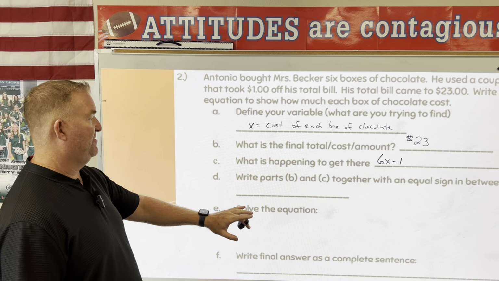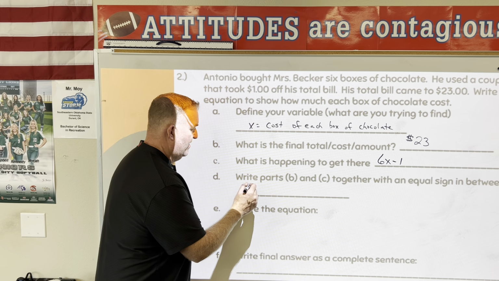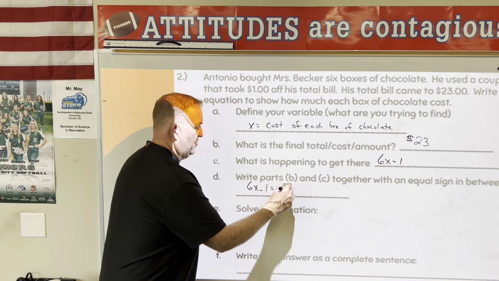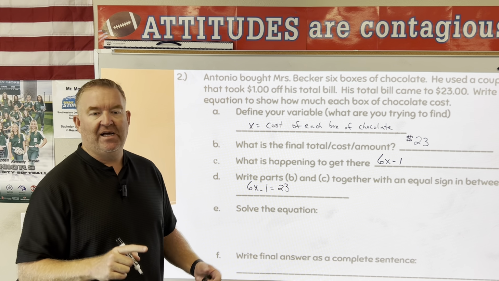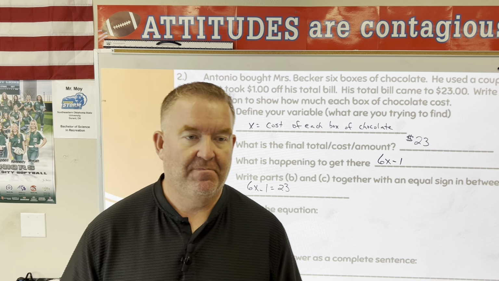So now we're going to write parts B and C with an equal sign between them. So how would I write it? 6x minus 1 equals what? 23. I'm not going to pause the video. Go ahead and try to solve this equation. Go. With your neighbor.